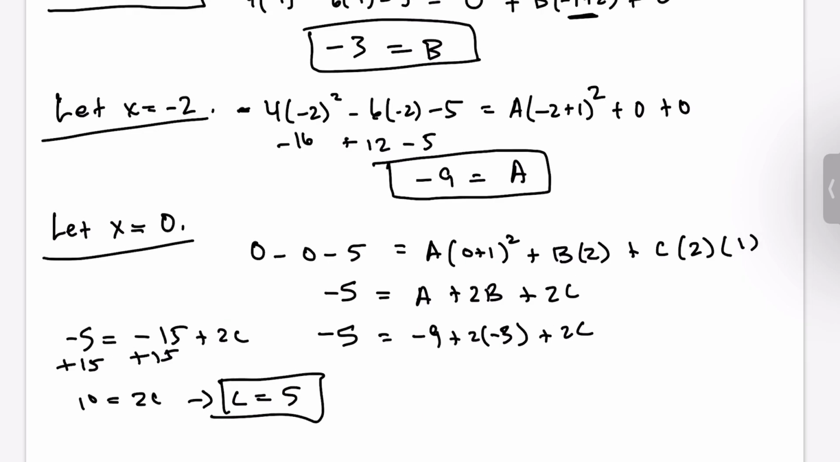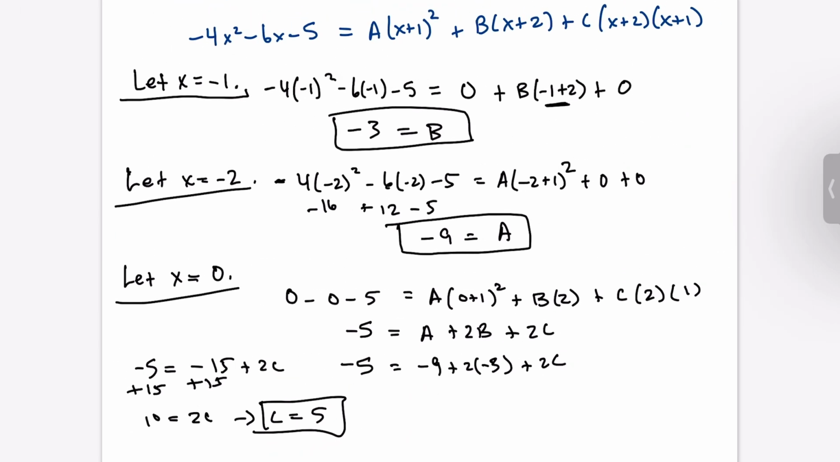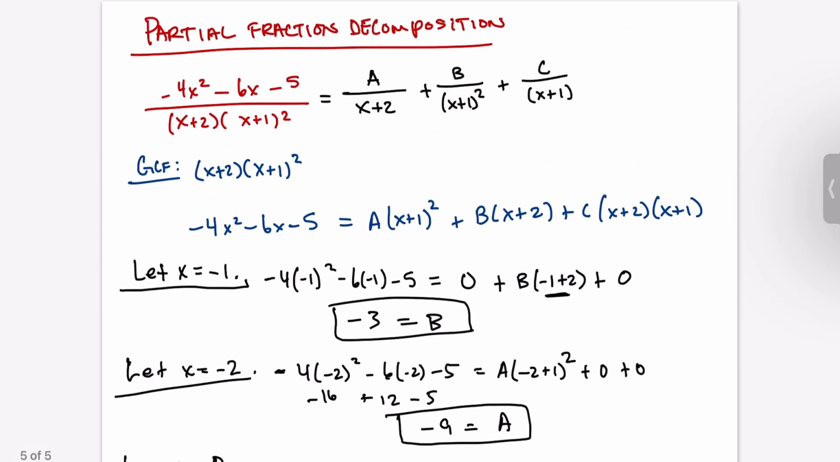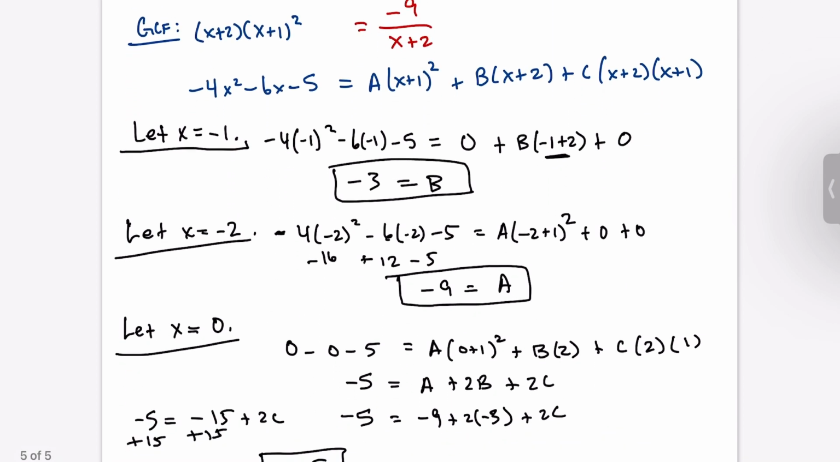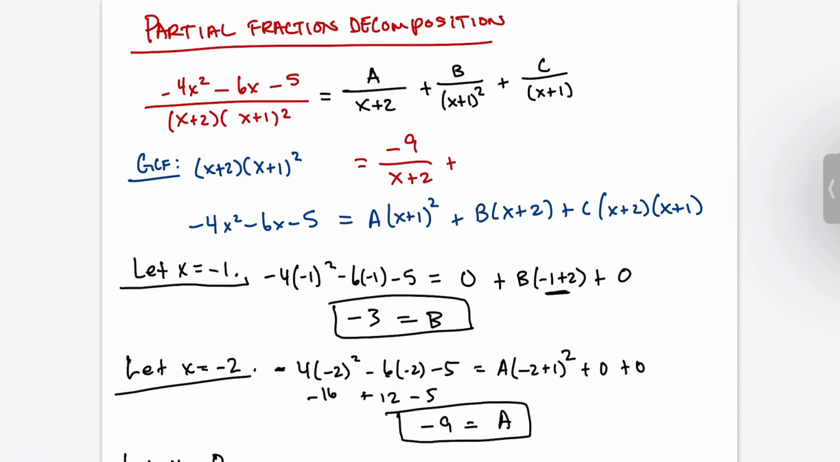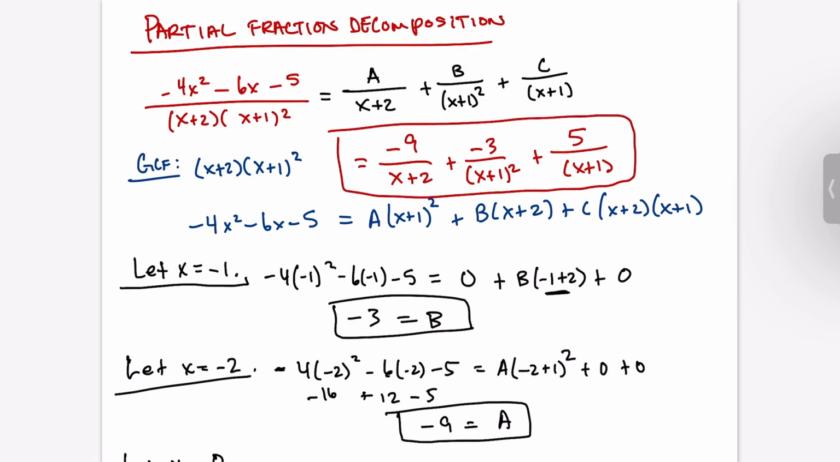So there we have all three terms. All you've got to do is take your 5, your -9, and your -3 and plug it in here. So I'm going to go right ahead and do that. So my a was -9, okay, plus 2. b was -3, so plus -3 up here. Then x plus 1 squared plus 5 over x plus 1. And we're done. That is your answer there.